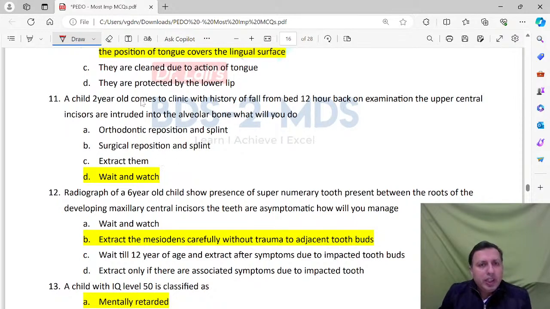And now, a 2-year-old child comes to the clinic with a history of fall from the bed 12 hours back. On examination, the upper central incisors are intruded into the alveolar bone. What will you do? Now if you see, the time period is only 12 hours and the central incisors are intruded. In intrusive luxation, we have studied that in 90 to 95% of the cases, the primary incisor re-erupts on its own within a period of 2 to 6 months. So in that case, nothing to worry, just wait and watch. No surgical repositioning, no orthodontic repositioning, just wait and watch.